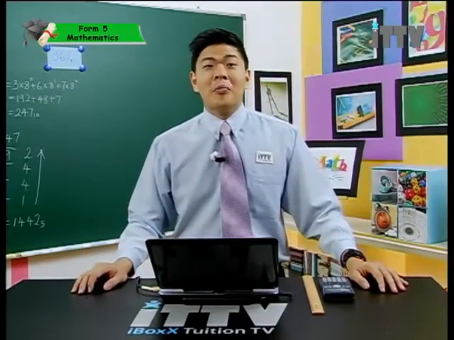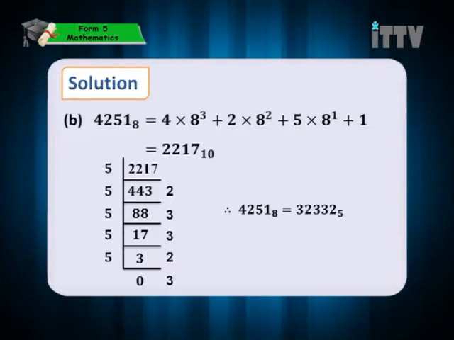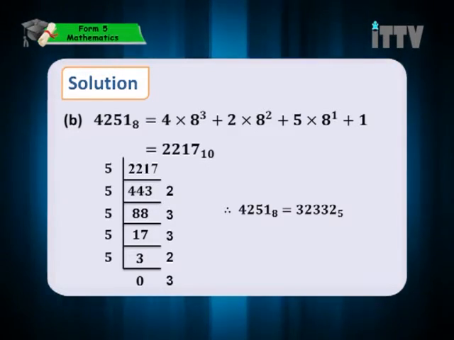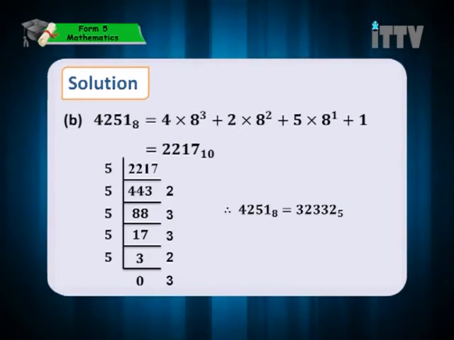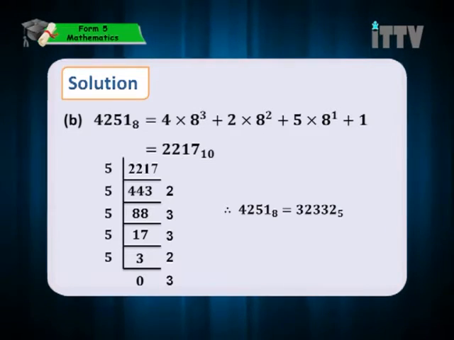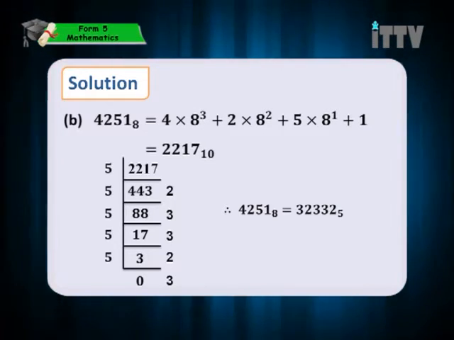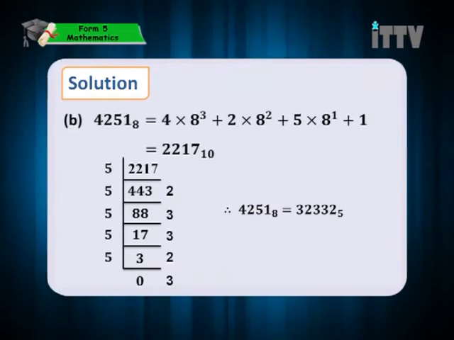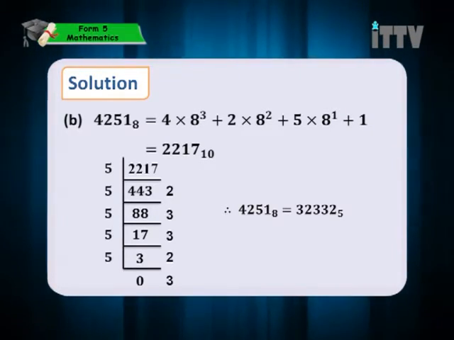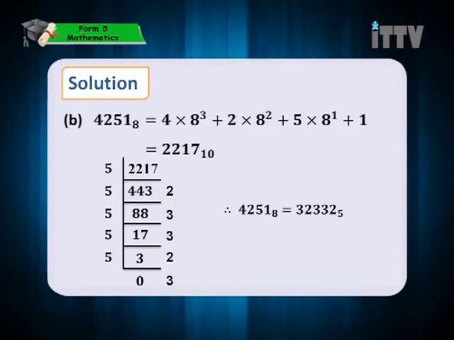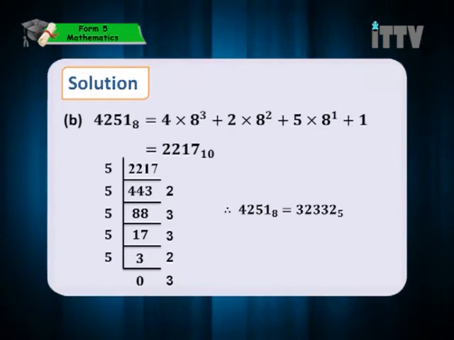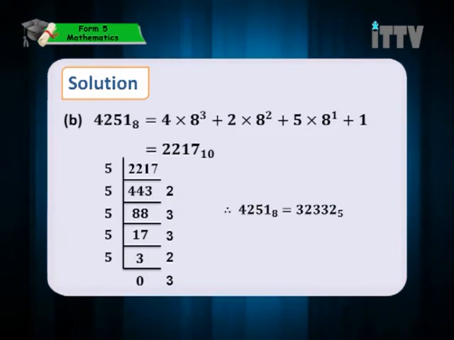Now for B, I want you to check your answer right now. So 4251 in base 8, change it to base 10. By using the expanded notation method, you would get 2217 in base 10. In the second half of the process, we divide 2217 by 5 repeatedly. So 4251 in base 8 is equal to 32332 in base 5.